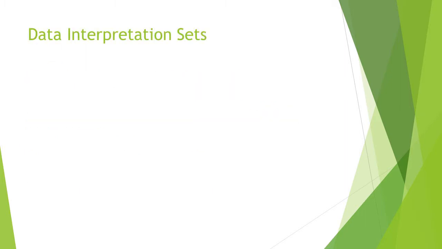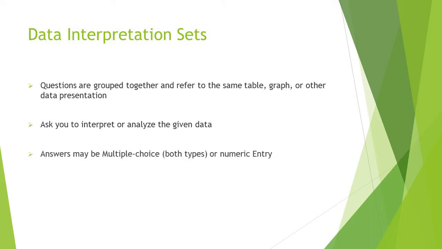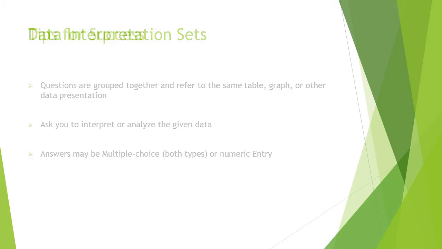The next type of question on the quantitative reasoning measure are the data interpretation sets. Data interpretation questions are grouped together and refer to the same table, graph, or other data presentation. These questions ask you to interpret or analyze the given data. The types of questions may be multiple choice, both types, or numeric entry. When answering these questions, the following tips may come in handy.